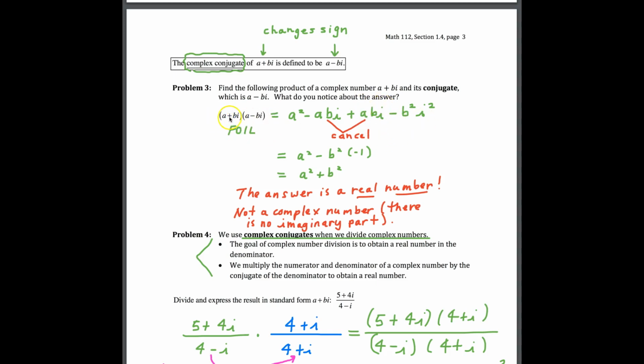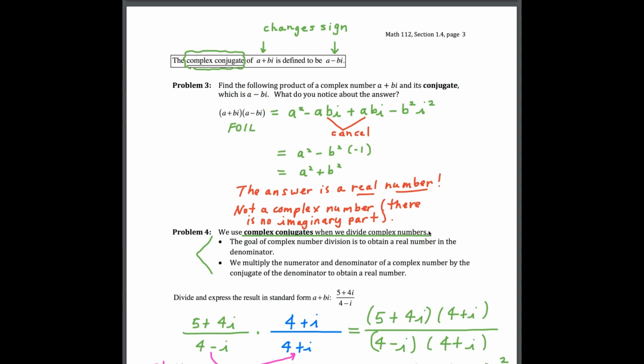Well, the neat part about this, since it's a plus and a minus, they cancel, right? The two terms with the i's in it cancel. So I'm just left with a squared and then minus b squared times i squared, but I'm going to replace i squared with negative 1. So the negative in front of here times this negative makes that a positive. So look at what we have. We have an answer that does not involve i. It's a real number. It's not a complex number. There's no imaginary part. So that's the consequence of this, and that's what's going to be useful when we're dividing complex numbers.